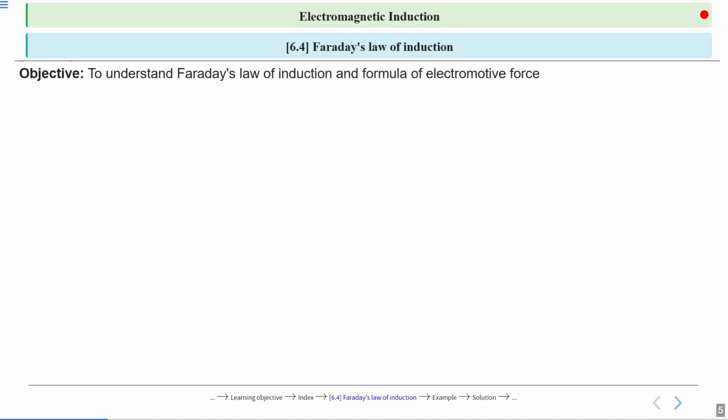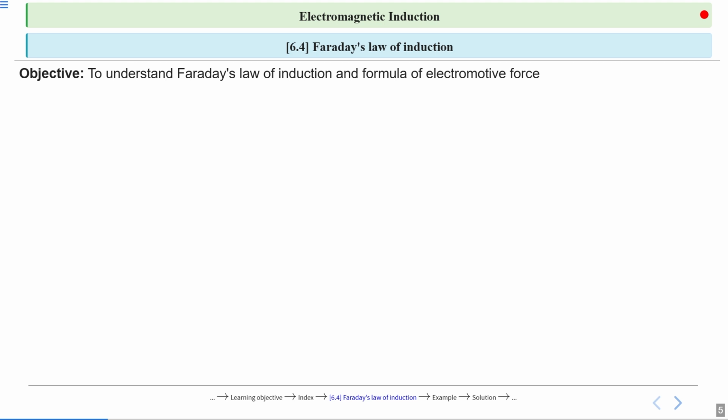So let's begin. What is the objective? To understand Faraday's law of induction and the formula of electromotive force. So what is electromotive force? We have discussed EMF in the current electricity chapter also. It is the voltage across a battery when there is no current being drawn from the battery, that is, no resistor or any component connected across the battery. So that potential difference across the terminals of the battery is known as EMF.